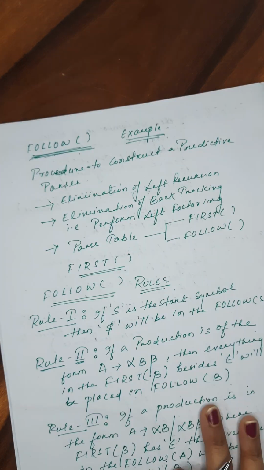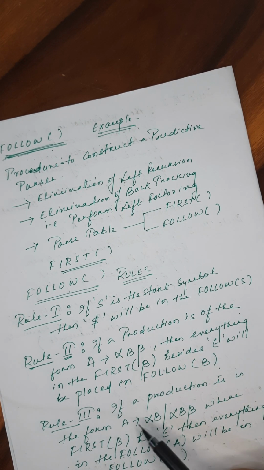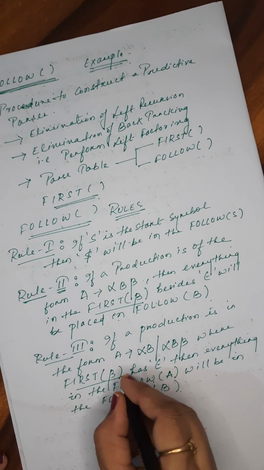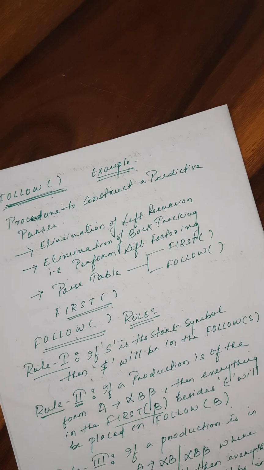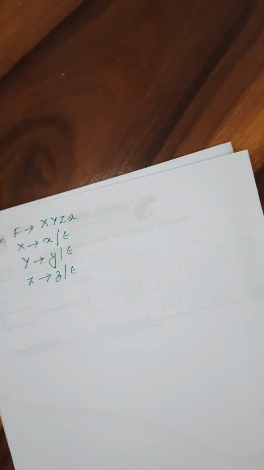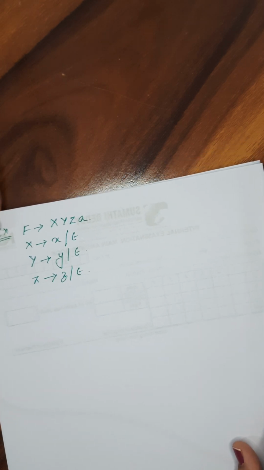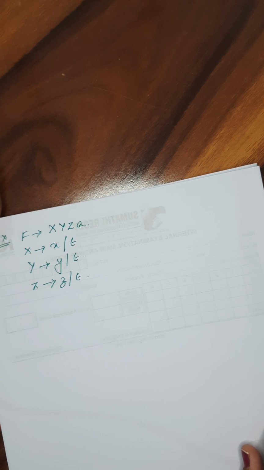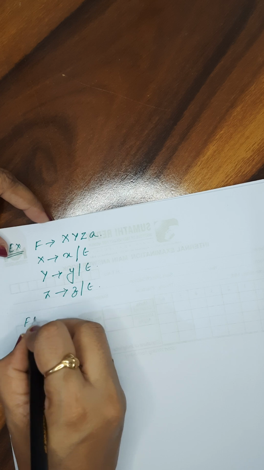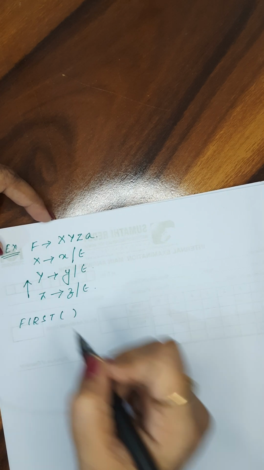Now, as per the rules of follow, leaving rule number 1, in rule number 2 as well as in rule number 3, we require first of beta. Which production will fall in which category, that we do not know. So first we have to find out the first of all the productions given to us, like we did while calculating first. First we will construct the first. While calculating first, I have already told you that we have to move bottom up.